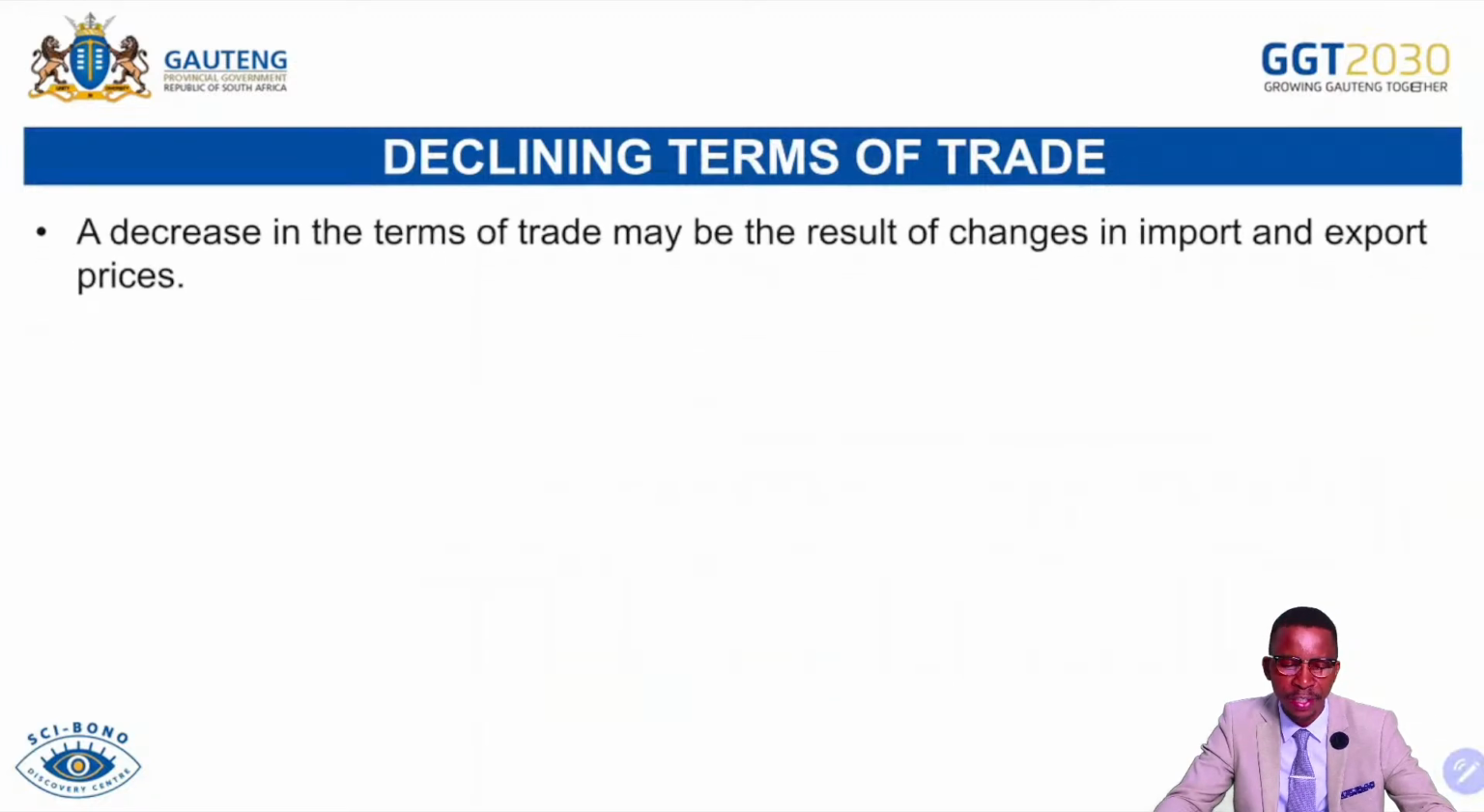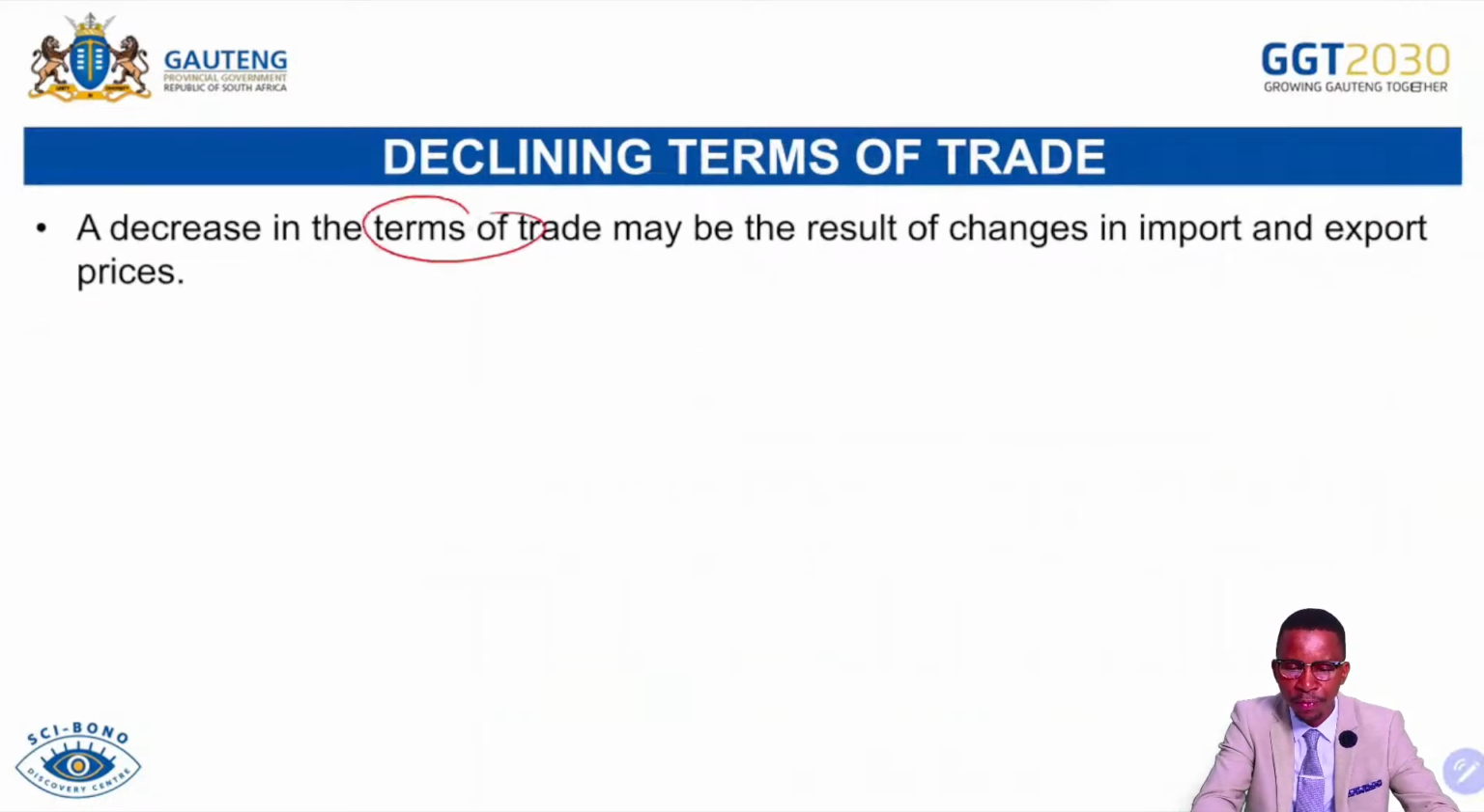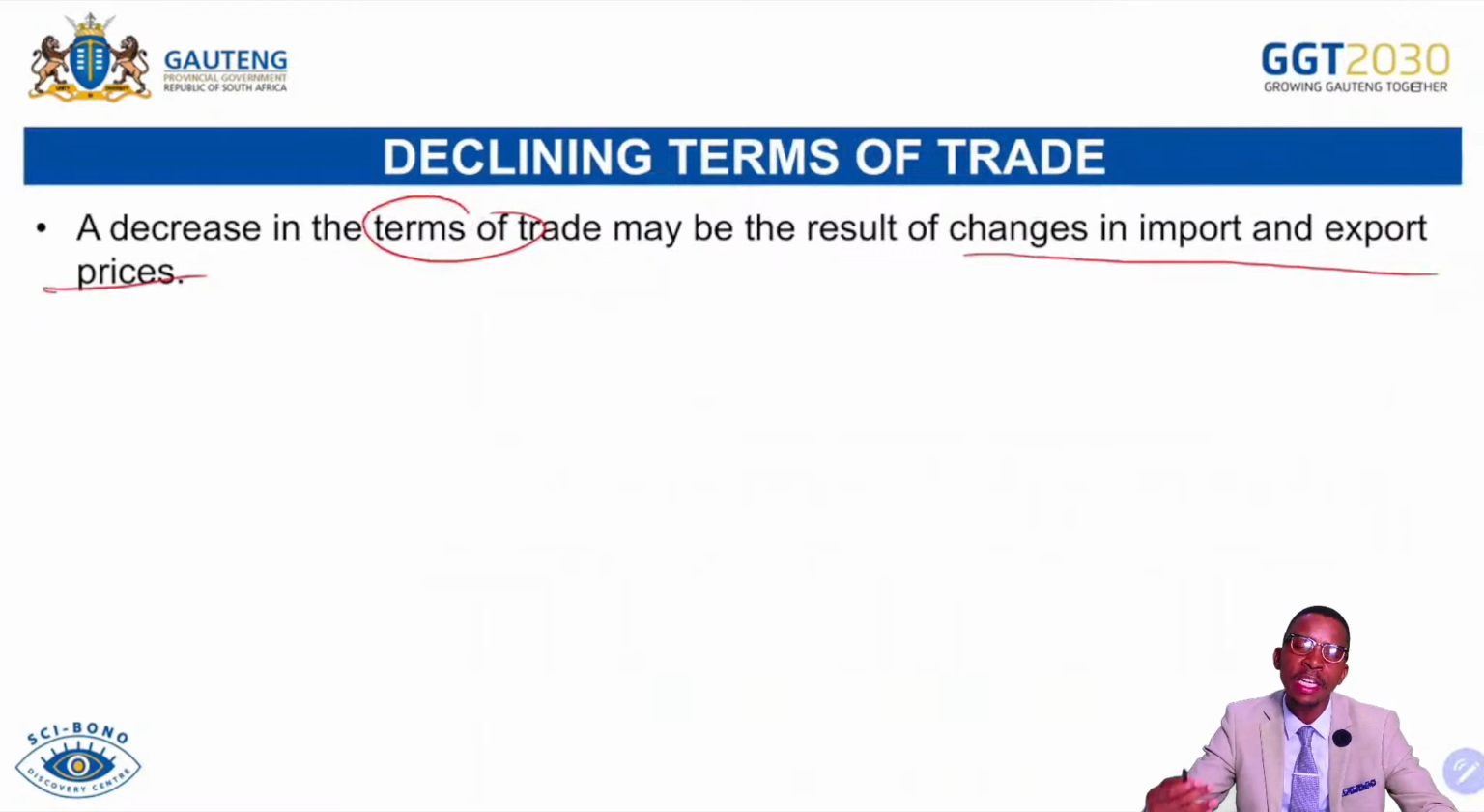Then what if terms of trade are decreasing? The decrease in terms of trade may be the result of changes in import and export prices. So here we are talking about factors that can influence terms of trade, the import prices as well as export prices. Like I've mentioned before, if import prices are increasing faster than export prices, terms of trade will be decreasing, meaning there will be less revenue or less income or less earnings received by the country in terms of foreign currencies to pay for our exported goods and services.